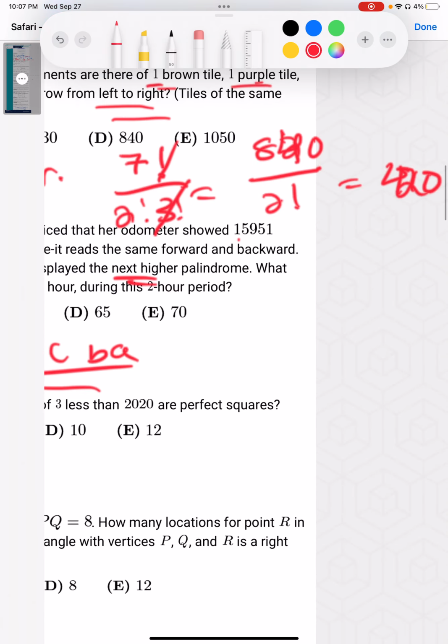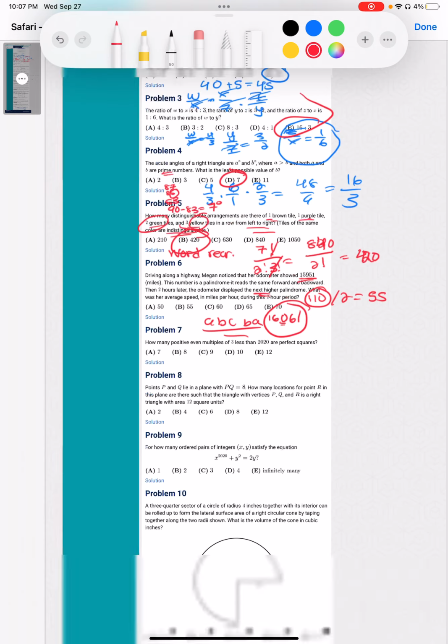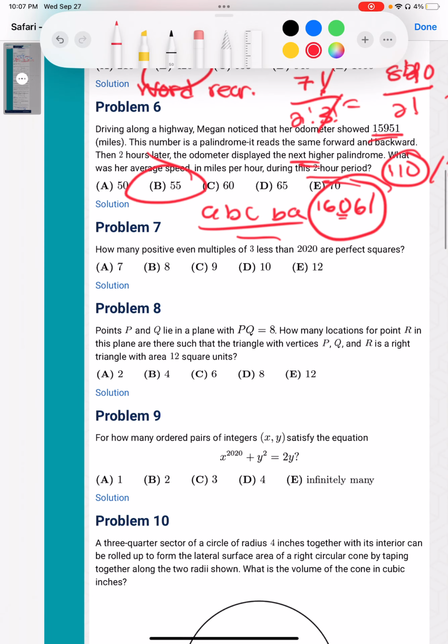Let's think about this. We have to go up to 1, 6. So 1, 6, maybe 0 to make this small, and 6, 1. These two have a difference of 110, and we divide that by 2, we get 55, because it's the average speed in a 2-hour period, so it's B.